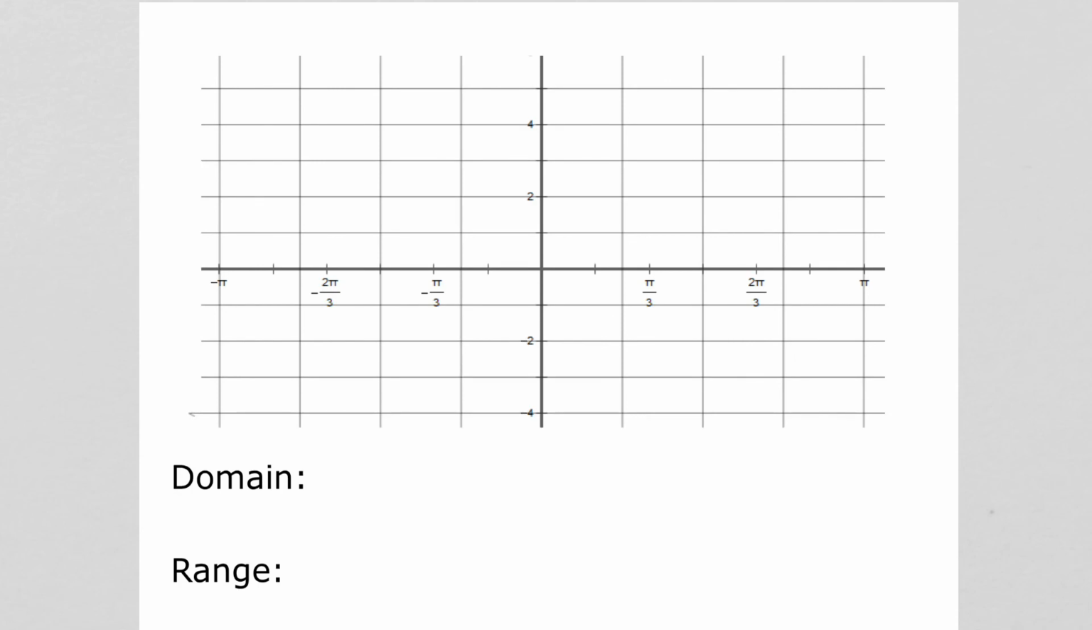There is no vertical shift, and there's no phase shift because there's no c value. So now we're just going to graph, finding our 5 key points. Normally, cosine would be at 0, 1. But since our a value is 2, we're going to start at 0, 2.